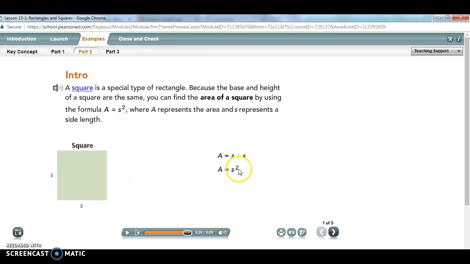So again, when something is squared, that means you're taking the number times itself. So when I have my base times height, I'm taking my side lengths, which are the same measurement. So side length times my side length. I can write it as S squared, just to write it more simplified.